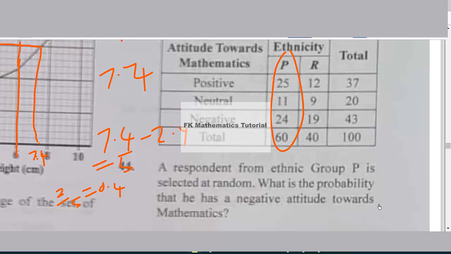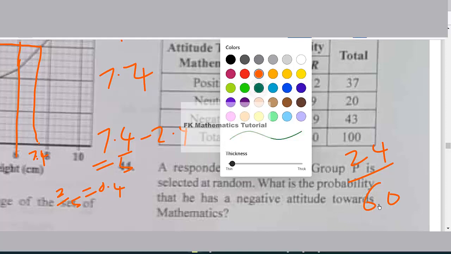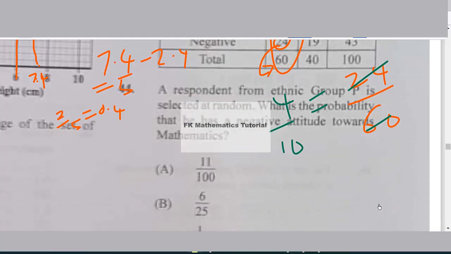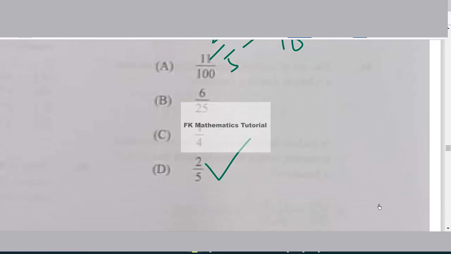So negative attitude, we have 24, and the total of those in the ethnic group is 60. So 24 over 60. 6 goes into 24 4 times, and 6 goes into 60 10 times. So it means that we will have this equal 2 over 5. So the correct answer is supposed to be D.